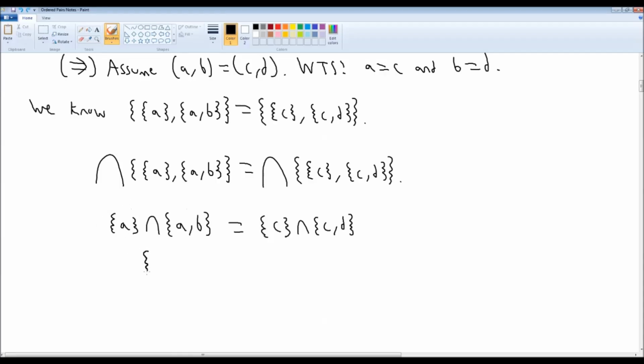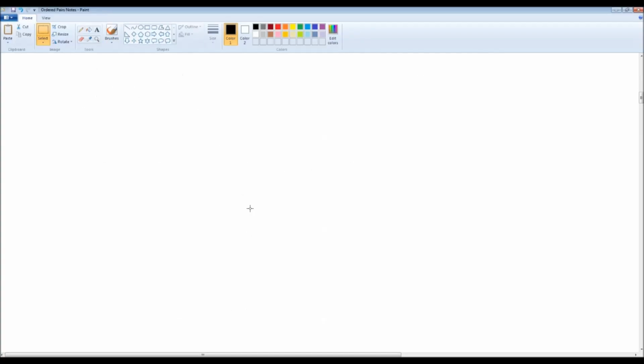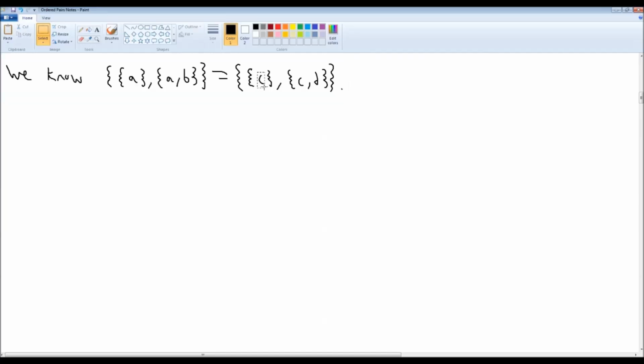So this intersection simplifies to singleton A. And by similar logic, this just simplifies to singleton C. And now, since these two singletons are equal, what's inside must also be equal as well. So we proved A equals C, so okay, we're halfway done. Since we know that A and C are equal, now let's replace all these C's with A's. And so we want to show that B and D are equal.